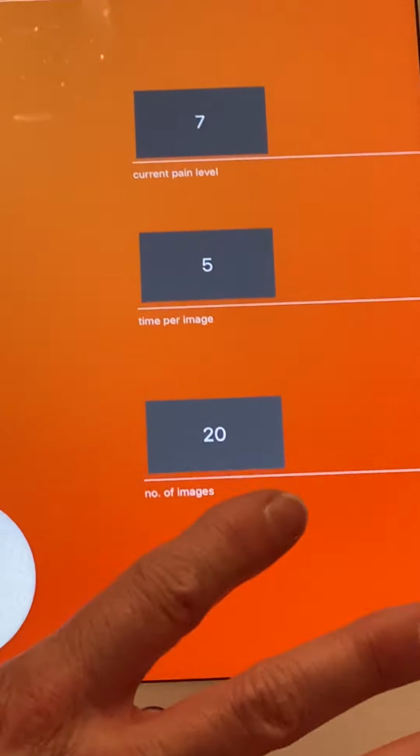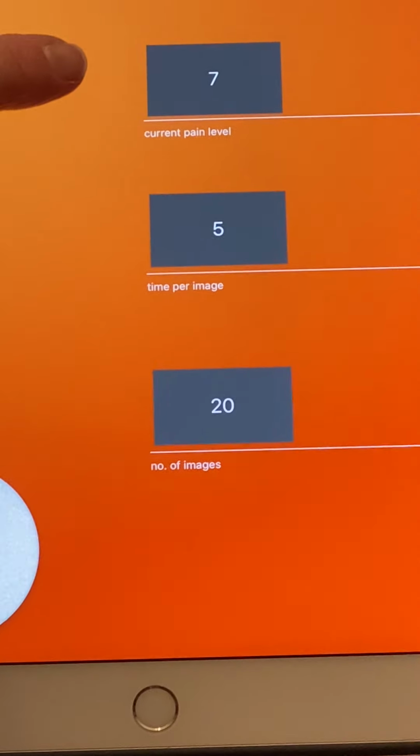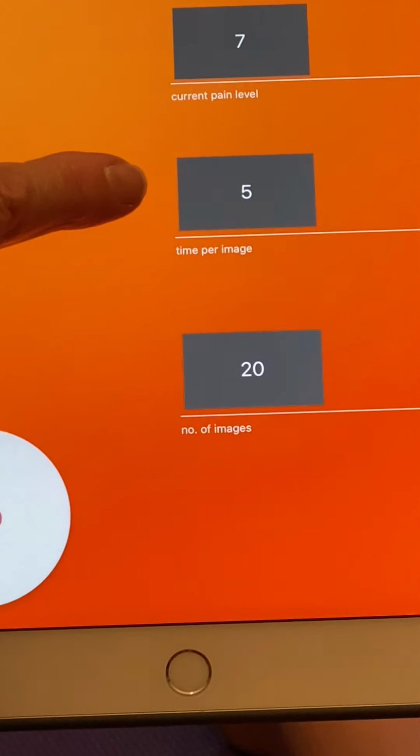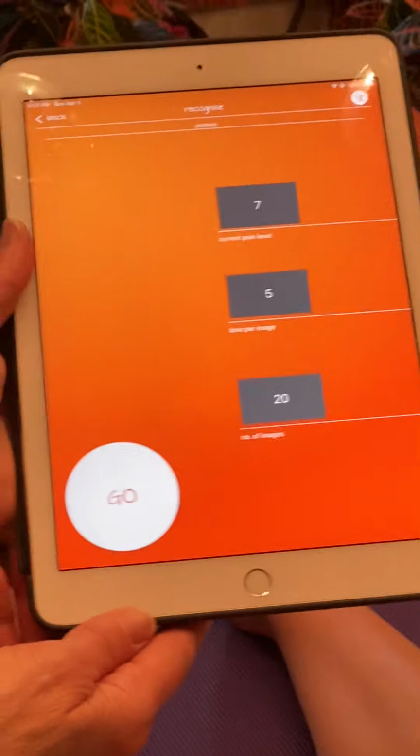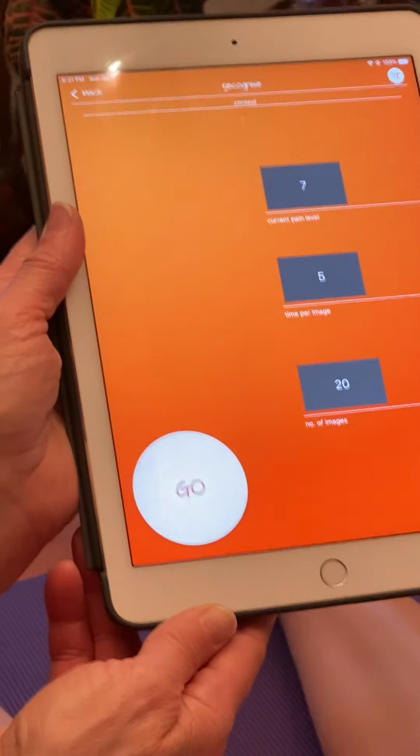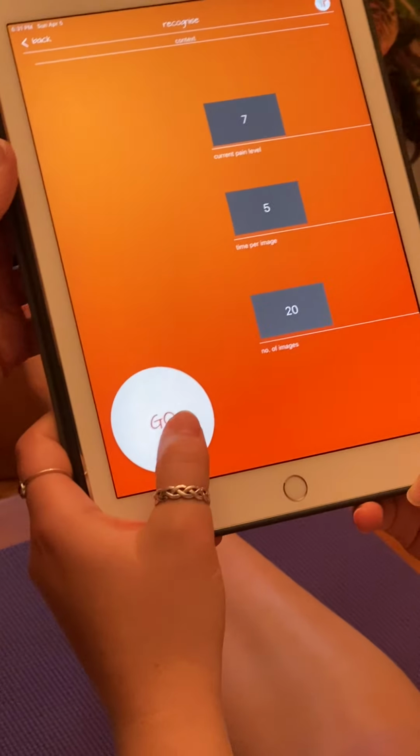And again, this is all set up. She's at a level 7 out of 10. We're going to do 5-second flashes and then 20 images. All right, so this one is supposedly a little harder. Let's see how she does.